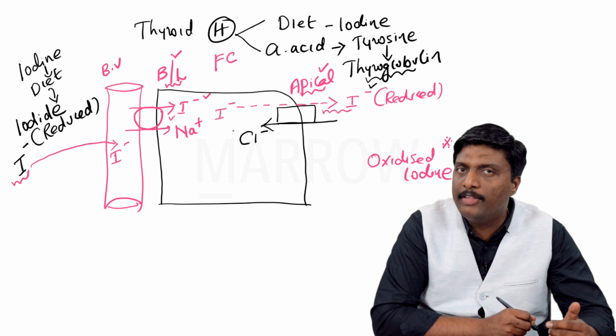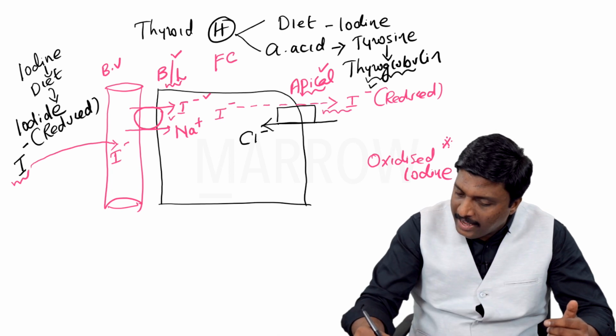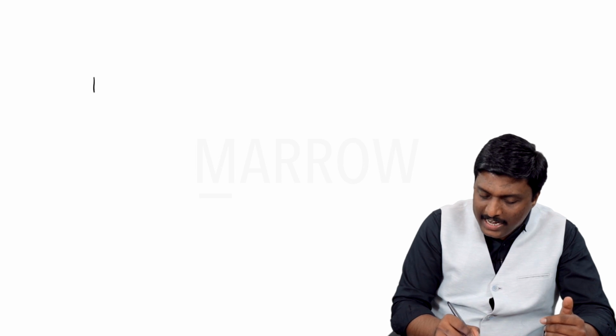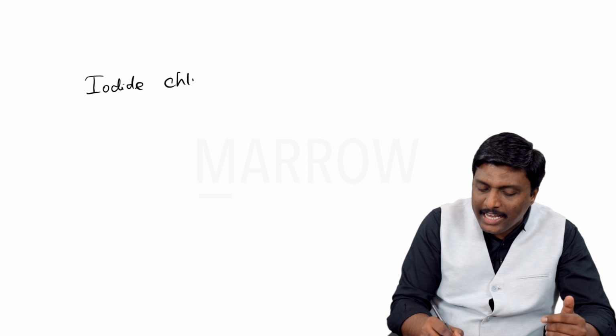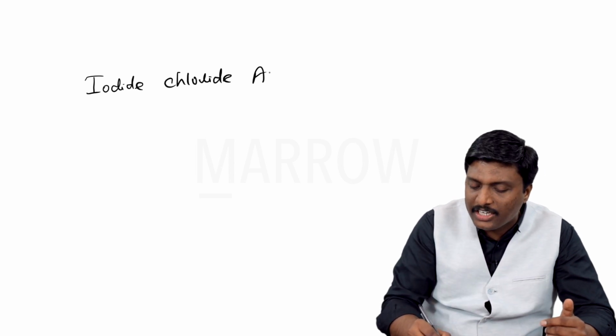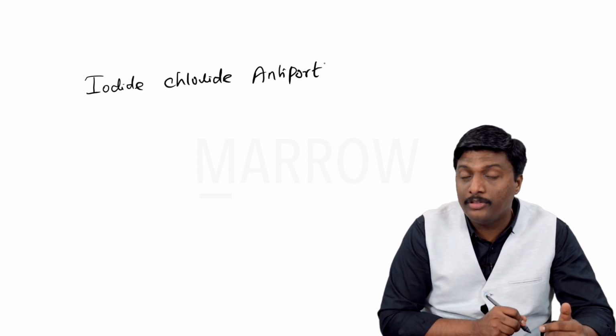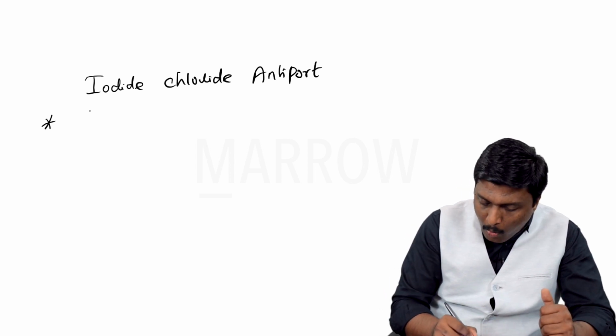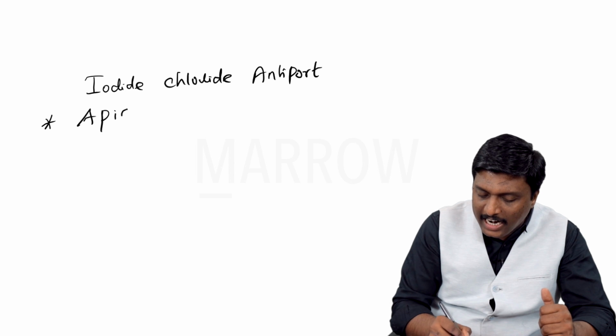How are we going to name this transport protein? Look at the screen. The name given to this transport protein is, kindly make a note, iodide chloride antiporter. Iodide is transported, chloride is transported, both in opposite directions. That's why it becomes an antiporter. Not in the same direction; same direction means symporter. Opposite direction, antiporter.